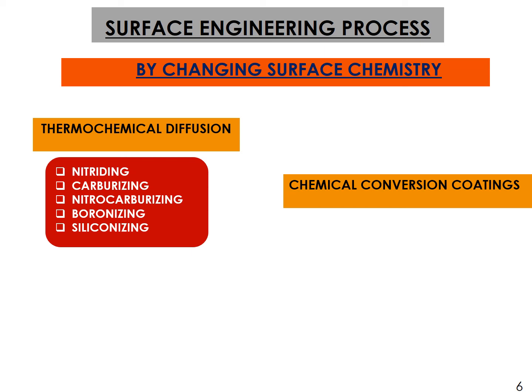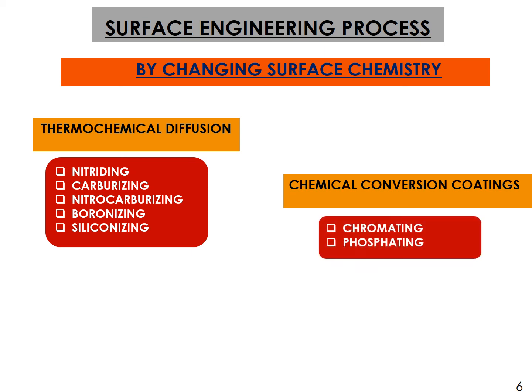If you compare it with the other processes, as an example, if you take anodizing, you produce coatings with anodizing. So what will you get? You will get coatings which are not conductive. But with the chemical conversion process, you can develop coatings which are conductive. Let's see the classification. So I put two processes: chromating and phosphating.